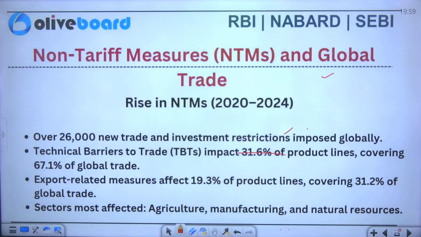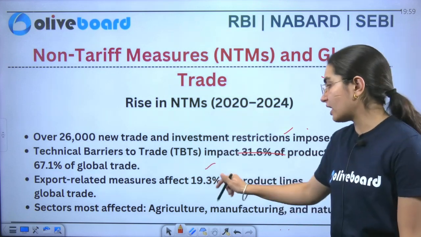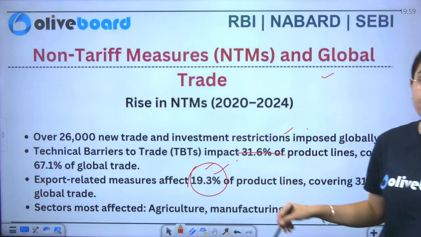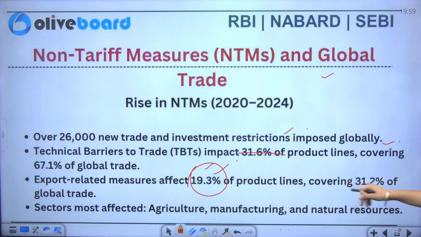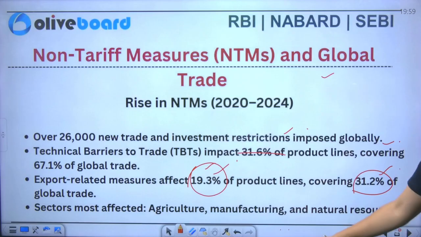Technical barriers to trade have impacted 31.6% of product lines, covering 67.1% of global trade. Similarly, if I talk about the export related measures, they have affected 19.3% of product lines, covering your 31.2% of the global trade. Sectors that are most affected are your agriculture, manufacturing, and your natural resources.